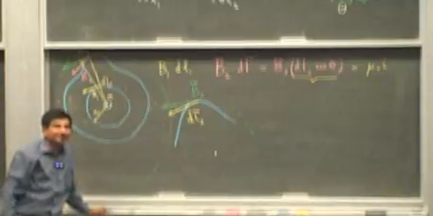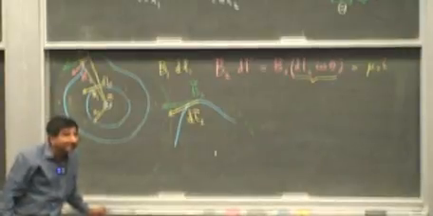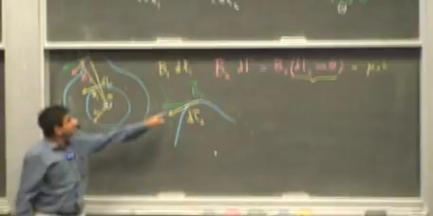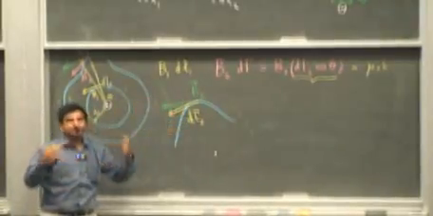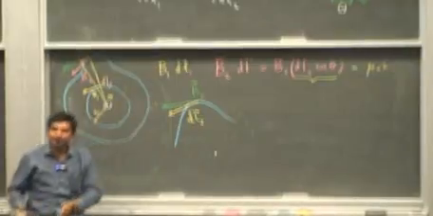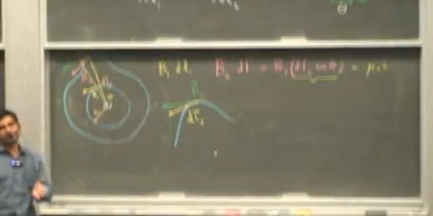Now if you're moving in a circle, B2 and DL2 are always parallel to one another because you're moving along a tangent and the field is also along a tangent to the circle.